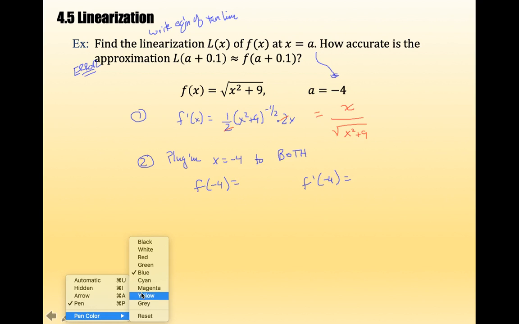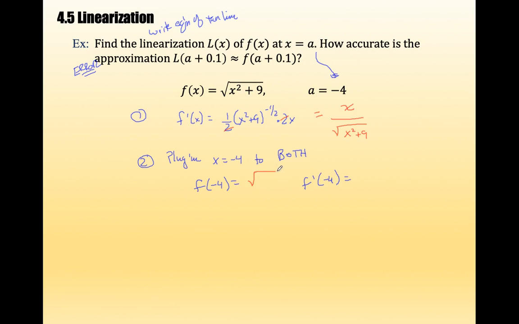So what do I have here? -4 squared is 16. 16 plus 9 is usually 25. So f of -4 is equal to 5. No, that is not plus or minus. That's when you're solving a quadratic, not simplifying a radical. And f prime of -4 is -4 over square root of 25, which is 5.